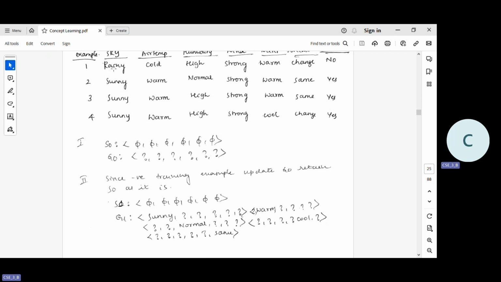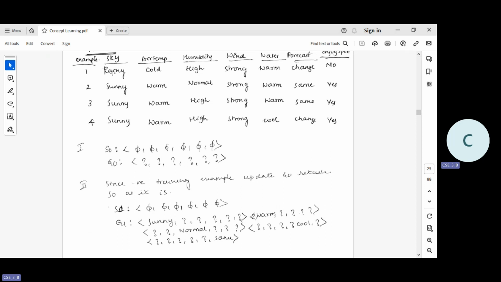Now we take the attribute value related to the negative example. You can observe rainy, and its opposite value is sunny. So we replace it: sunny, then question mark, question mark, question mark, and question mark. This is the first hypothesis we have written. For the second question mark, there is the attribute value cold, and we take the opposite, that is warm. So question mark, warm, and all the rest question marks. We have written the second hypothesis.